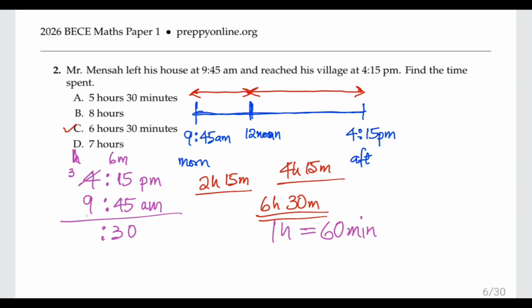So we are now trying to subtract 9 from 3. But mind you, the 3 is 3 in the afternoon, and the 9 is 9 in the morning. So if you subtract 9 in the morning from 3 in the afternoon, what do you get? You get 6 hours. So we get the same answer as we got before: 6 hours, 30 minutes.